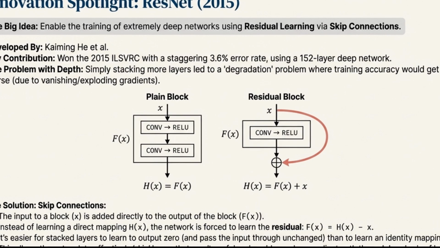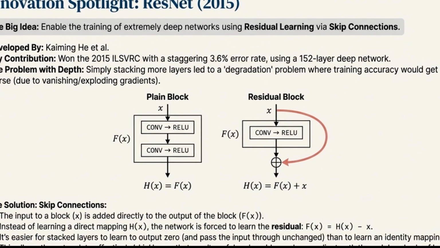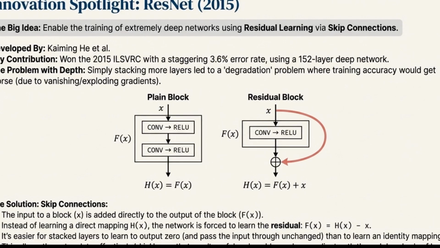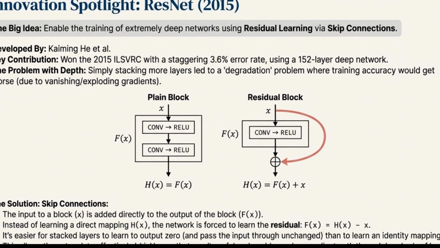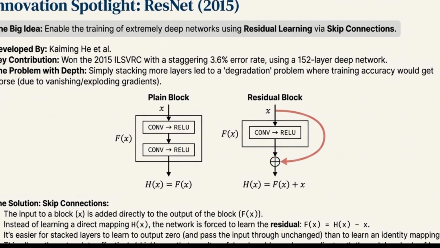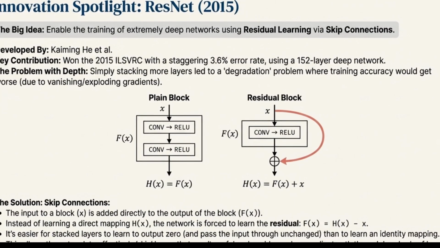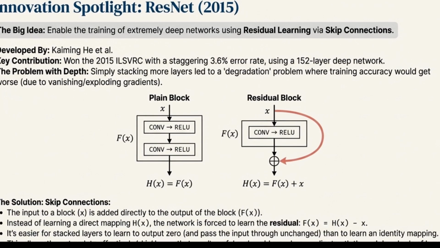The fundamental challenge ResNet solved was the degradation problem. Simply stacking more layers deeper into the network surprisingly led to training accuracy getting worse, not better. This wasn't overfitting. It was the difficulty of optimizing extremely deep networks due to vanishing or exploding gradients.